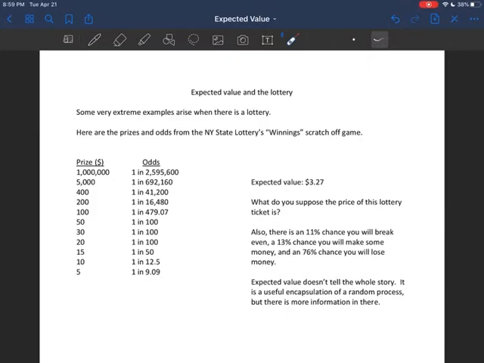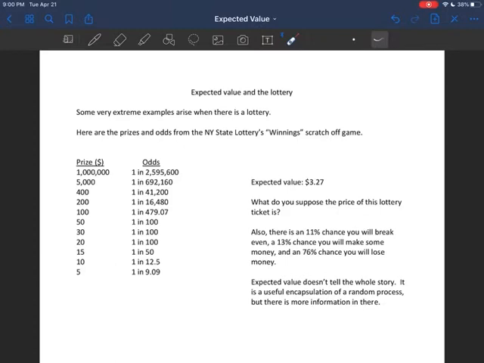All right. So one other example, we'll take a look at the lottery. This was also a topic in the reading. So lottery makes a lot of very extreme examples, but I picked one that's pretty mundane, not too crazy. This is a real prize pool, a real game that exists in the New York State Lottery. It's called Winnings. And I've listed here all of the different prize amounts that are involved with this thing.